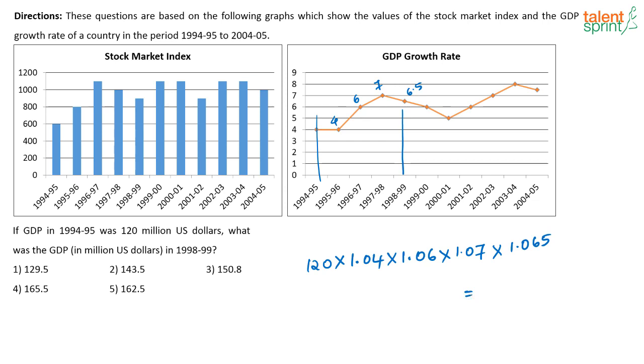I hope it is clear. In 1994-95 the GDP is 120 million US dollars. Next year the GDP will increase by 4% from this value, so the next year GDP will be 120 into 1.04. Now the next year again from this value there is an increase of 6%. So for the next year the GDP will be this value into 1.06. Next year again an increase of 7% from this underlined value. So the next year GDP will be so much. Again for the next year, which is what we are considering, an increase of 6.5%.